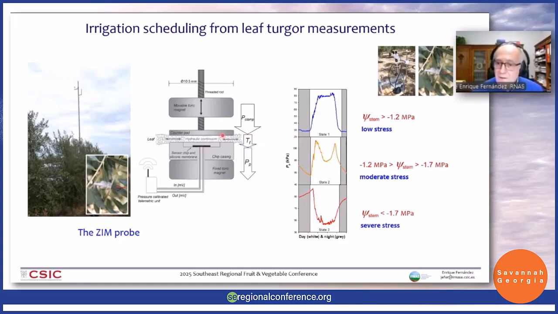When the tree is well irrigated, we get this curve from the sensor. This is the night, and this is the time course of the outputs of the sensor during the day. When there is low water stress, you get this kind of curve. And when the stress increases from low to moderate and from moderate to severe, the shape of the curve changes. So there is no need to do calculations. Just by having a look at the daily outputs of the sensor, you can see the level of water stress in your orchard.